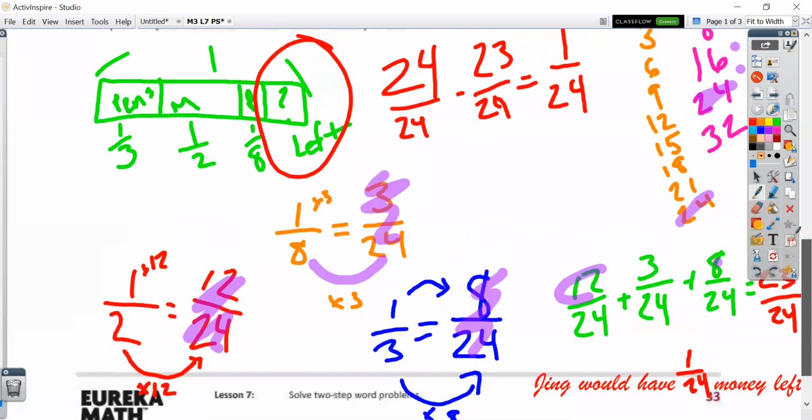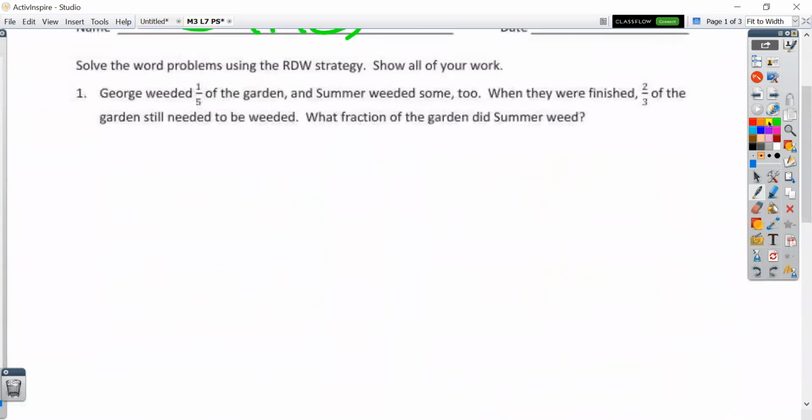Before we move on to the back, I'd like you to pause me and try question 1. Let me read it for us and I can help your brain get thinking about it. George weeded 1/5 of the garden, and Summer weeded some too. When they were finished, Summer, you can tell, is a person. When they were finished, 2/3 of the garden still needed to be weeded. What fraction of the garden did Summer weed?